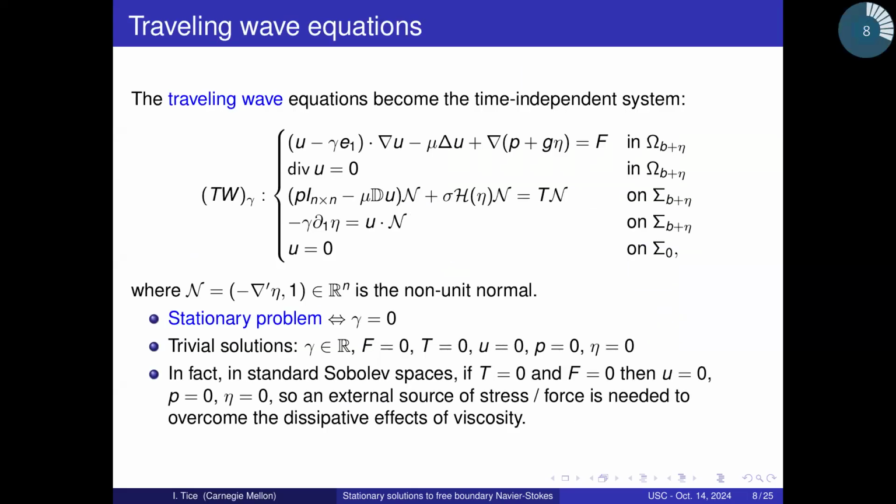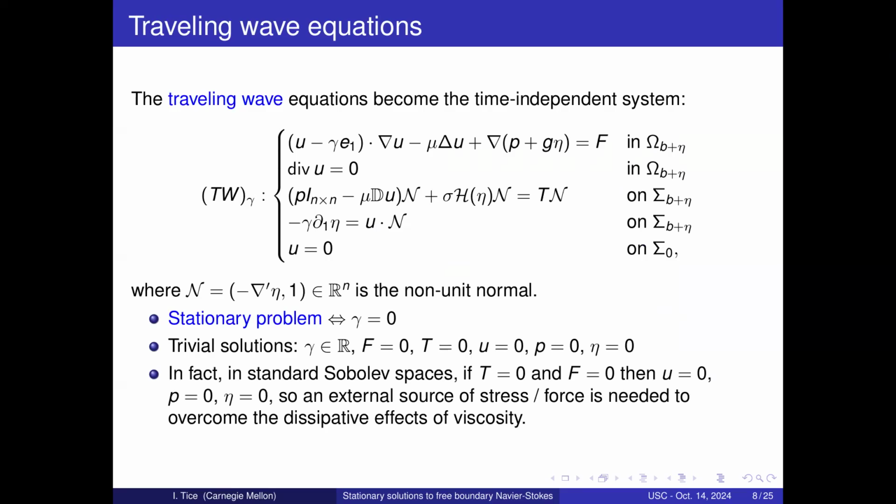Okay, so when I make this ansatz, all that happens is the time derivatives become minus gamma d1 derivatives, meaning derivatives in the e1 direction. So the time derivative term that I previously had in Navier-Stokes becomes this guy here, and the time derivative that was in the kinematic equation becomes this gamma d1 here. The only other thing that I have changed as I move through here is I've gotten rid of the standard normals and replaced them with the non-unit normals, just because it's slightly easier to think about what's going on.